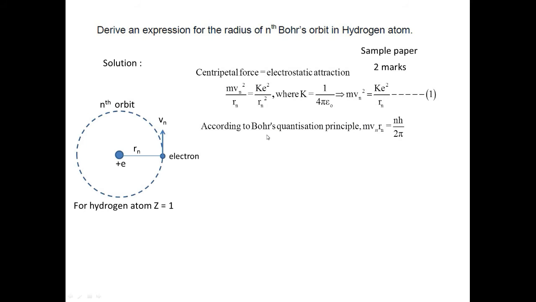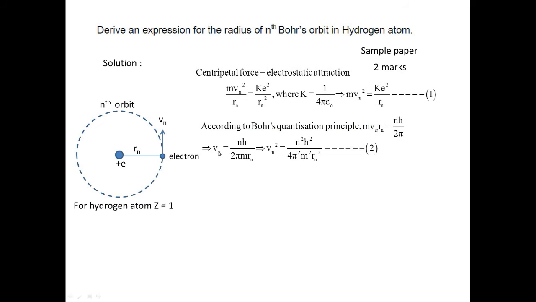But there is something called Bohr's quantization principle, which states that the angular momentum of an electron in any stationary orbit will be equal to an integral multiple of h by 2 pi. This is the angular momentum. The angular momentum of the electron in the stable orbit is m v r. Here m v_n r_n equals n h by 2 pi, an integral multiple of h by 2 pi. This is known as Bohr's quantization principle.